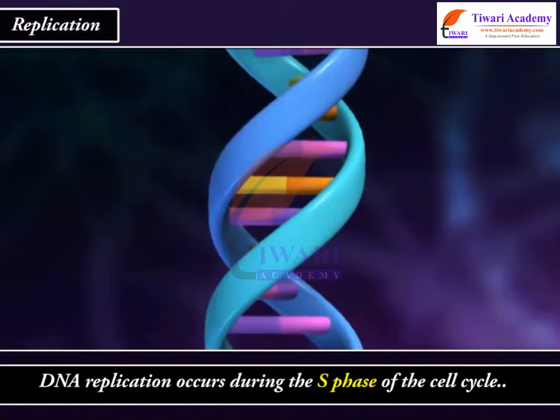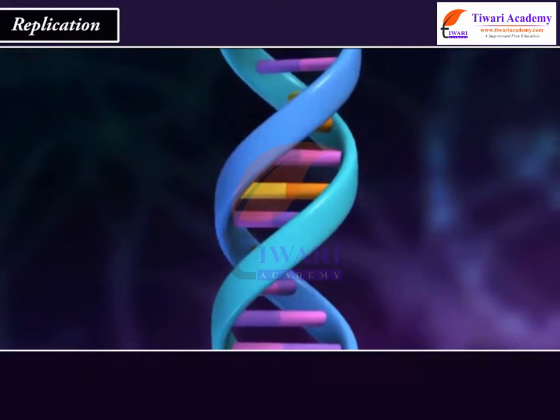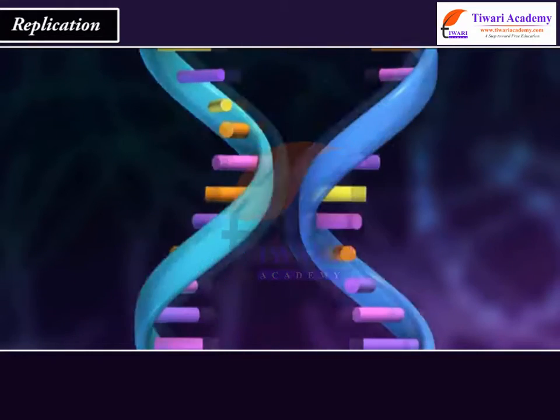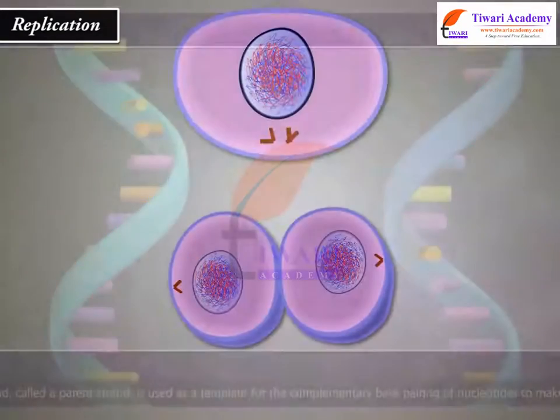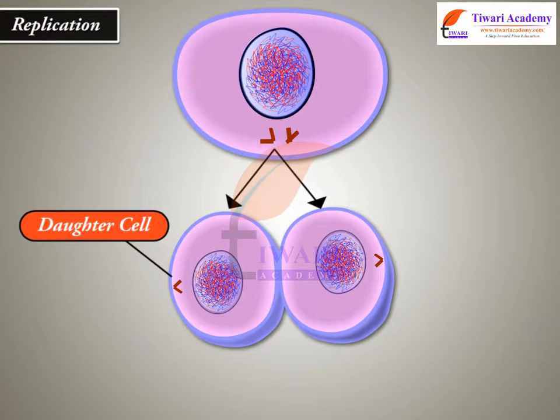DNA replication occurs during the S phase of the cell cycle. After replication has taken place, the chromosomal material shortens and thickens. The chromatids appear in the prophase of the next mitosis. The process then continues and eventually two daughter cells form, each with the identical amount and kind of DNA as the parent cell.